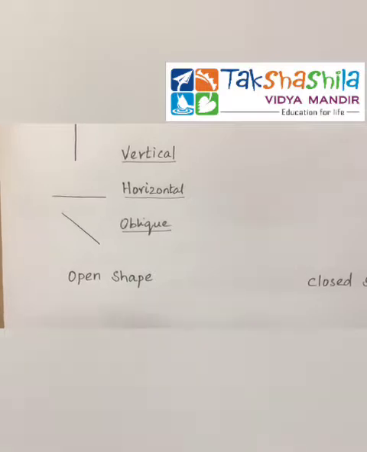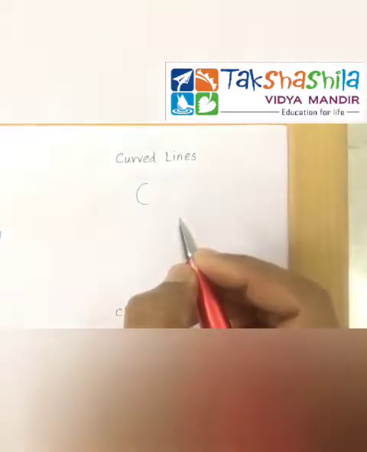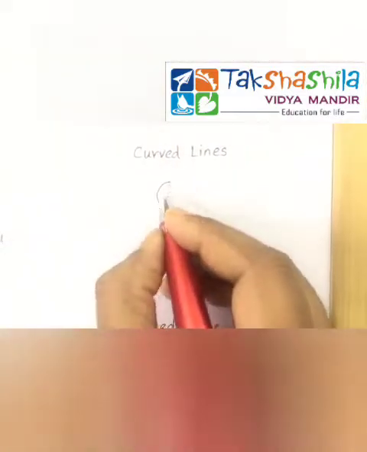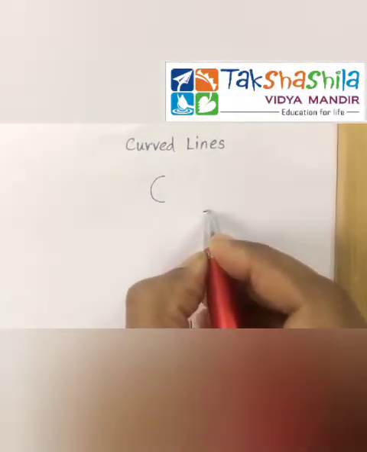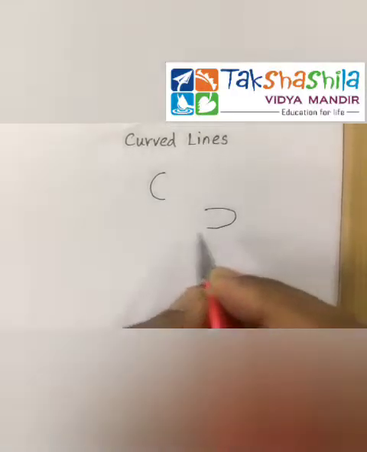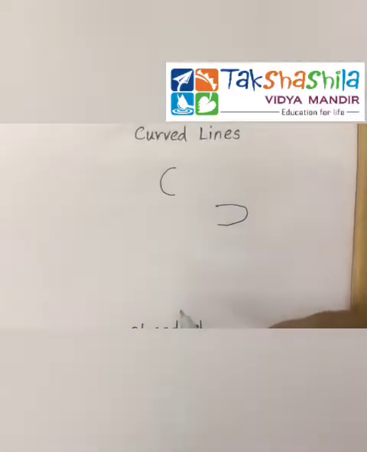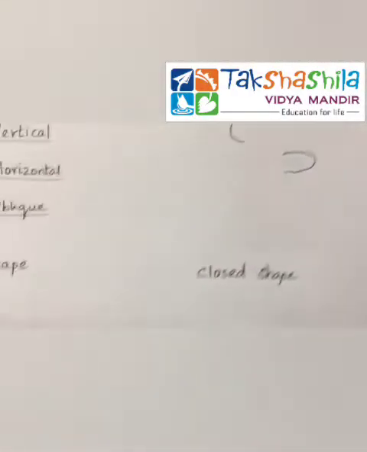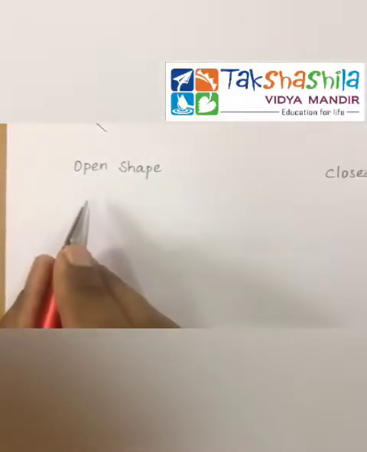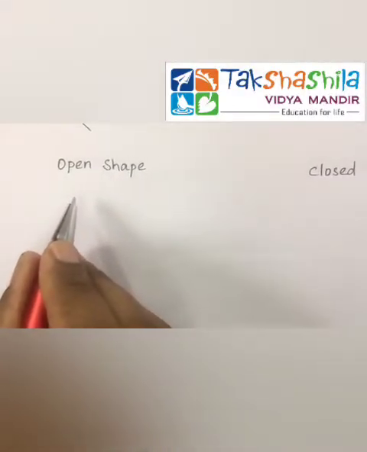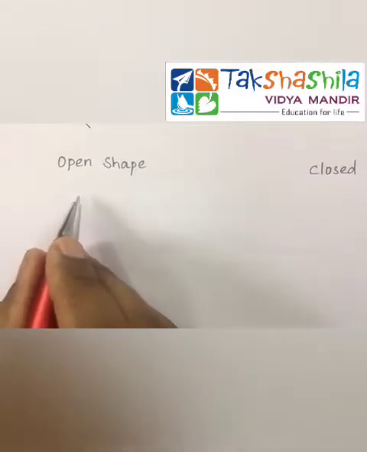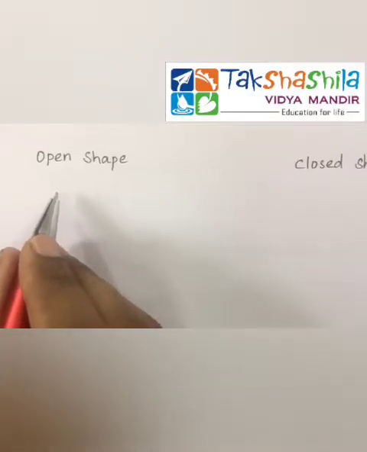So now what are the curved lines? It can be a curve like this, or it can be a curve like this. All these are curved lines. The second instruction I have given you is to draw a closed shape. What do you mean by open shape and what do you mean by closed shape?